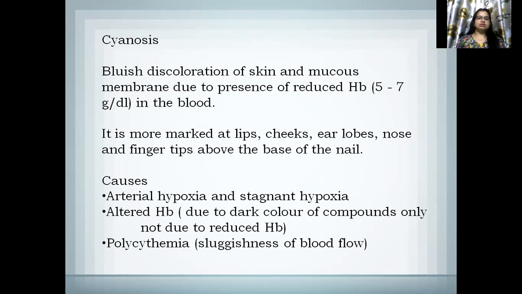Causes of cyanosis: arterial hypoxia, stagnant hypoxia, altered hemoglobin. But in the altered hemoglobin state, the dark color of the skin is due to compounds which form due to altered hemoglobin and not due to reduced hemoglobin. And polycythemia. In polycythemia, viscosity of blood increases and blood flow becomes sluggish. So cyanosis occurs.